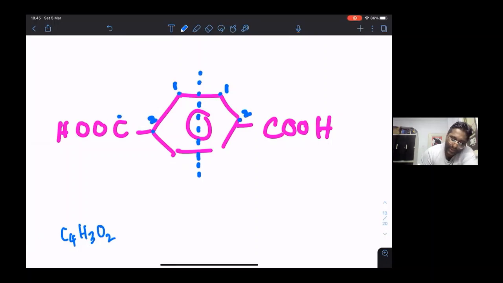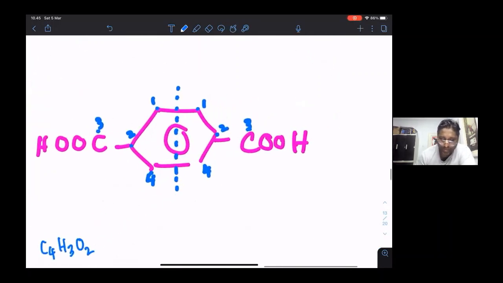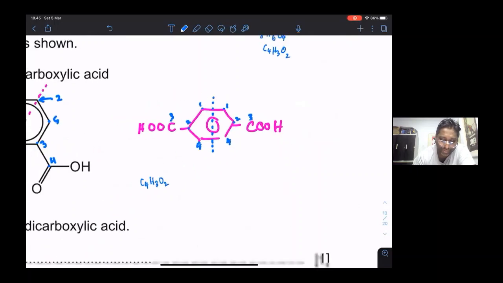This carbon and this carbon, same environment, number 3. This and this, they are the same, so 4. Okay, there's nothing left. But do be careful. This one, I almost made a mistake over here.